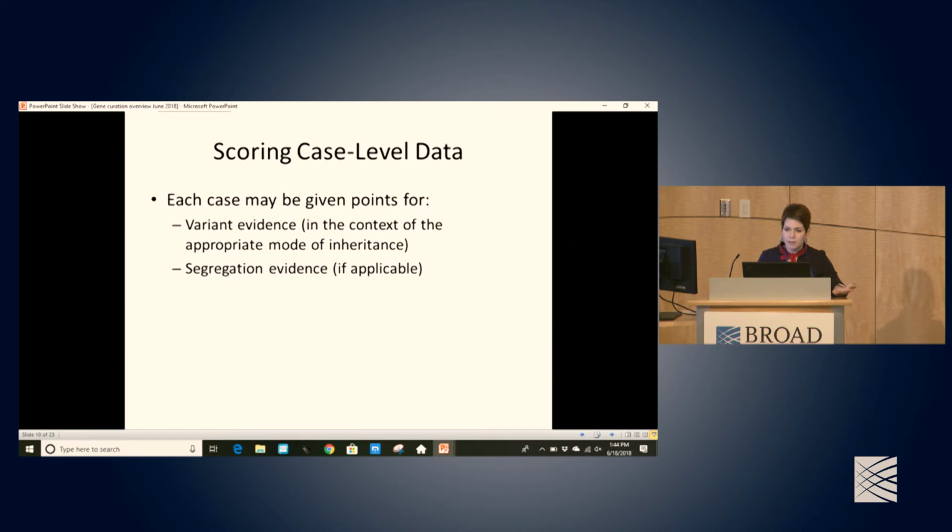So we'll start with the case level data section. Each variant can be given points for variant evidence, in the context of the appropriate mode of inheritance, as well as segregation if applicable. And again, going back to that flexibility, this allows things that have more compelling information to get more points within the matrix than something with less compelling information. So for example, if you've got a loss of function variant that is segregating with disease in a large family, you might want to assign that more points than you would with a missense variant with no other family history information.